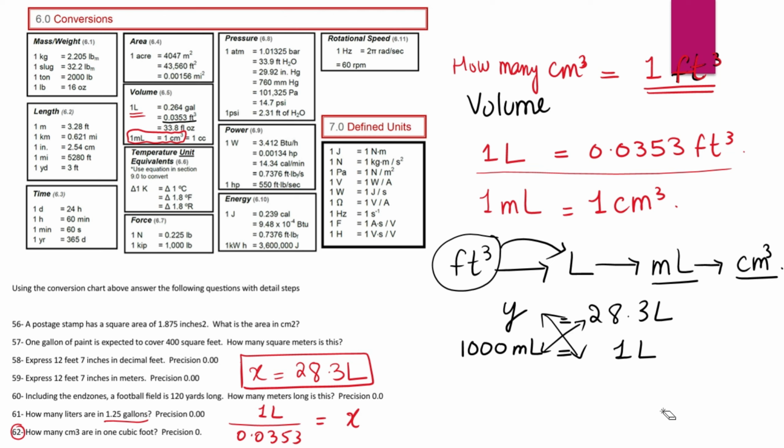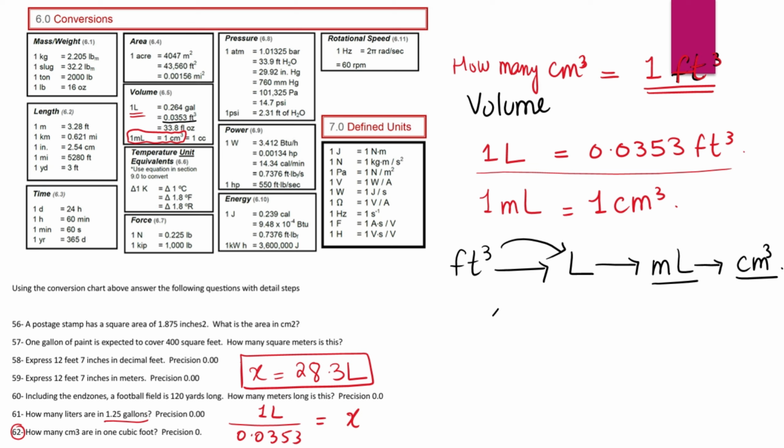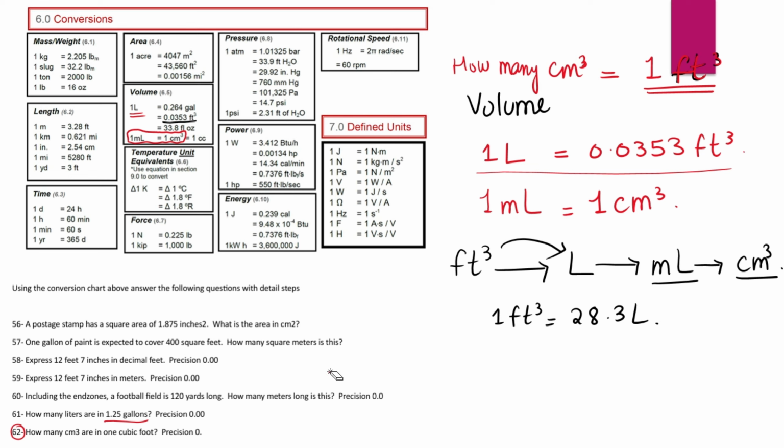Let me just explain this again. First, we found 1 feet cube is equal to 28.3 liters. Is it clear up till now? If it is clear, then we have a value of 28.3 liter, and we need to find this in milliliter. How many milliliter are there? I am saying it is y milliliter.